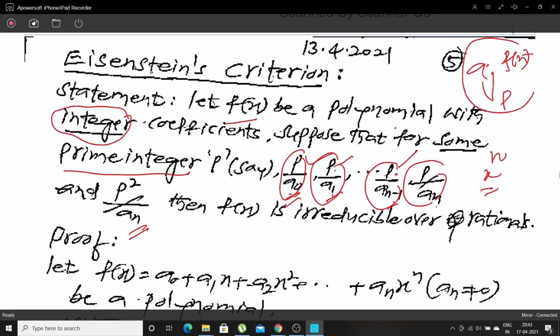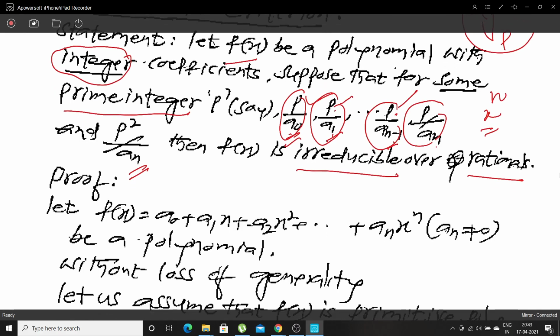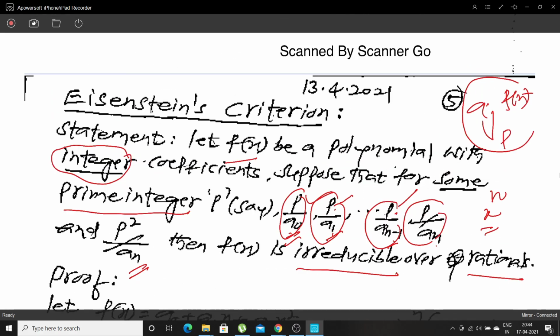This is possible only when the polynomial is irreducible over what? Over the field of rationals. That means Q is the set of rational numbers. So a very important theorem and interesting also. The proof is very simple. You can understand this theorem only when you understand the previous one, that is the product of two primitive polynomials.